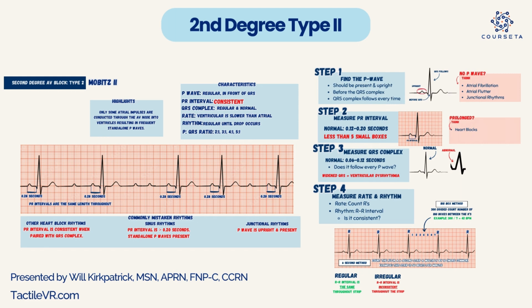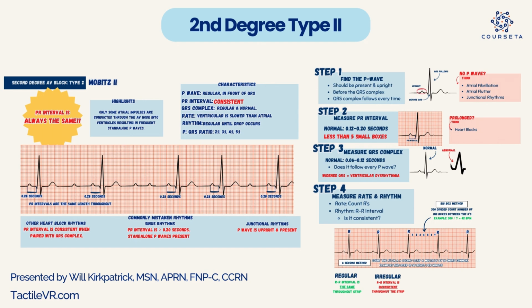So the biggest rule I can tell you with second degree type 2 heart block is that the PR interval is always the same. Don't look at anything else. Once you know it's a heart block and you're trying to determine which heart block it is, if that PR interval is always the same, and there are also random blocks throughout the rhythm, that is second degree type 2.